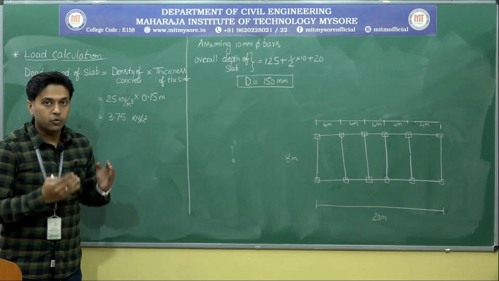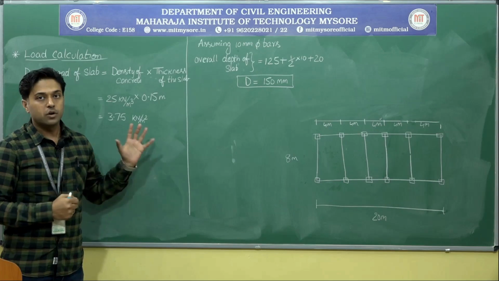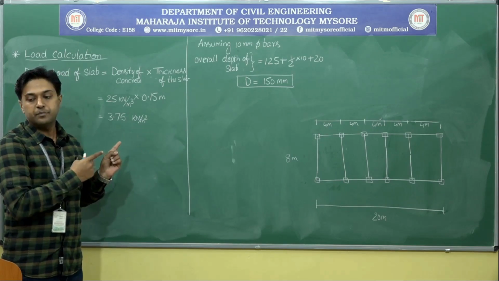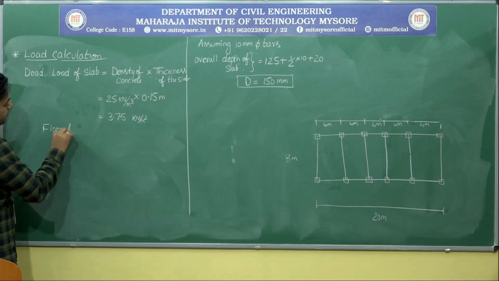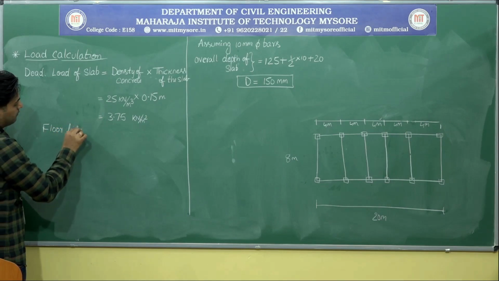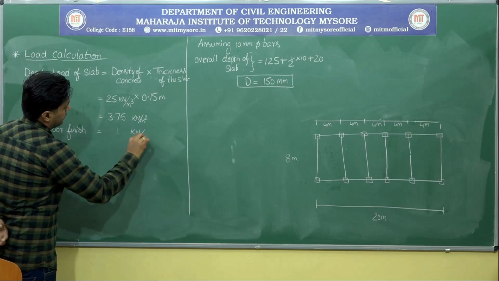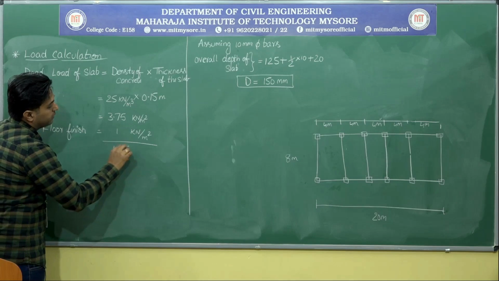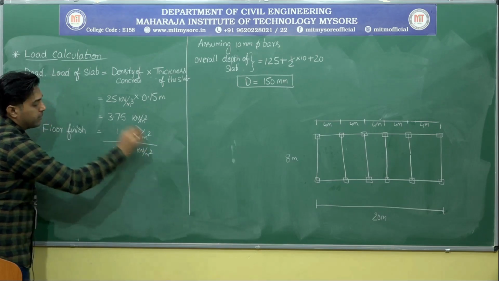Just a minute back I told you, calculate the dead load separately, live load separately. Don't you think the floor finish also comes into dead load? The floor finish they have given as 1 kilonewton per meter square. Adding these two, the value that I will be getting is 4.75 kilonewton per meter square.